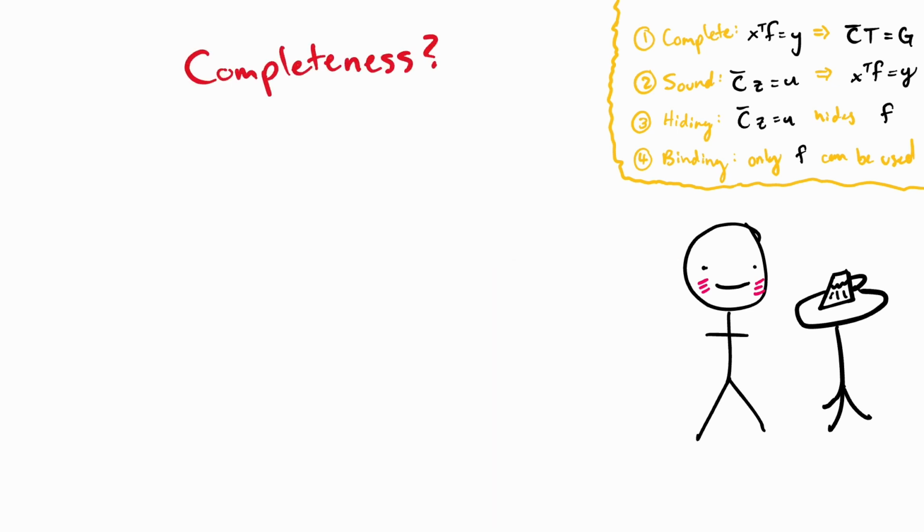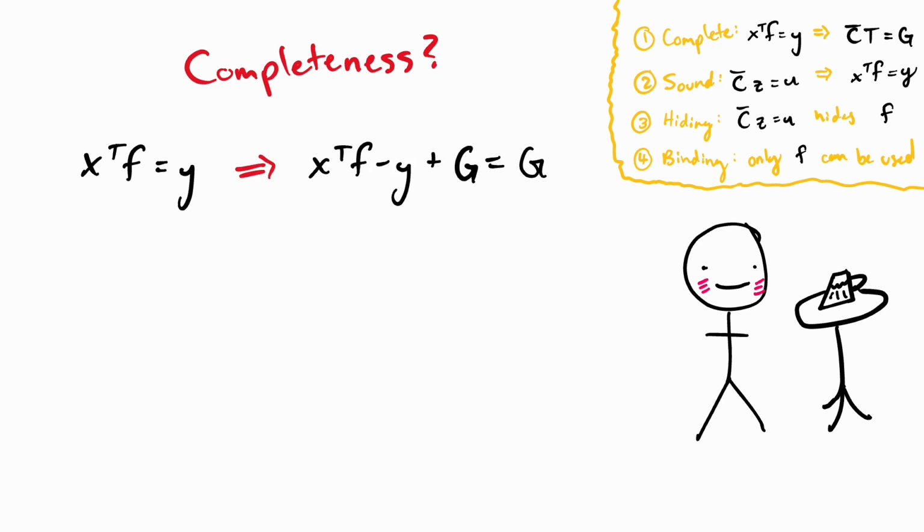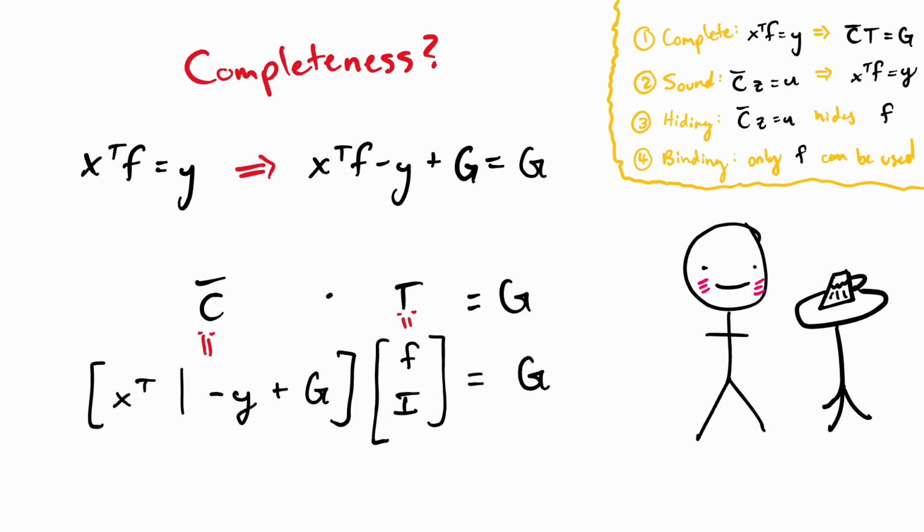Okay. Let's start with completeness. We'll start with x transpose F equals Y. And I eventually want to get something involving G. So why don't I move Y to the left side and add G? And then I wanted something that looks like C bar times T equals G. Why don't I try something like this? This seems to work.